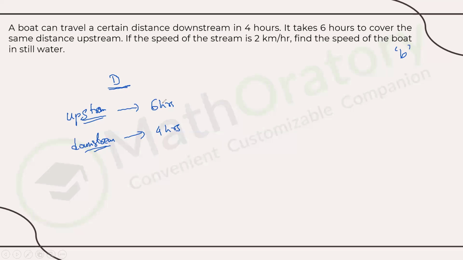So upstream with a speed of B minus 2, because the boat is moving against the stream, it travels D distance in 6 hours. So essentially this into B minus 2 should be D. Also in downstream, the boat is moving B and pushed forward 2 should be the effective speed. This into 4 hours should also be D.